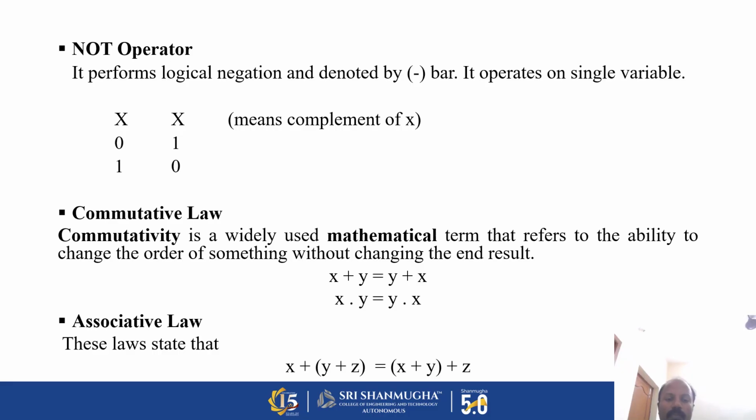Commutative law. Commutativity is a widely used mathematical term that refers to the ability to change the order of something without changing the end result. That is, x + y = y + x. Similarly, if you are doing the multiplication operation, x · y = y · x, that is nothing but commutative law. Next one is the associative law.